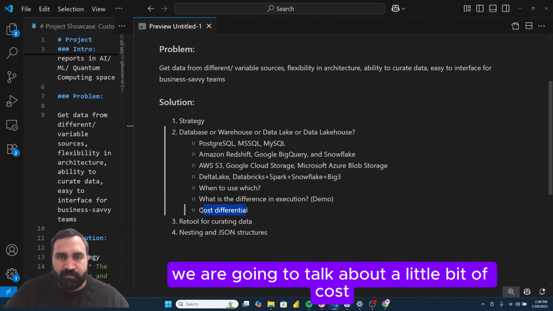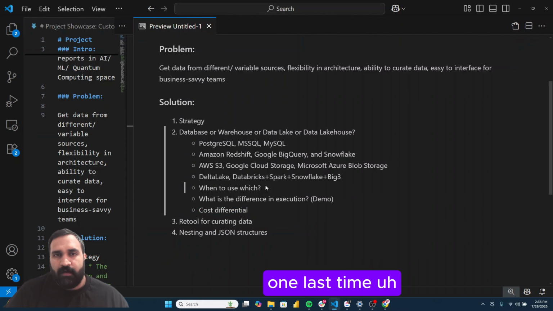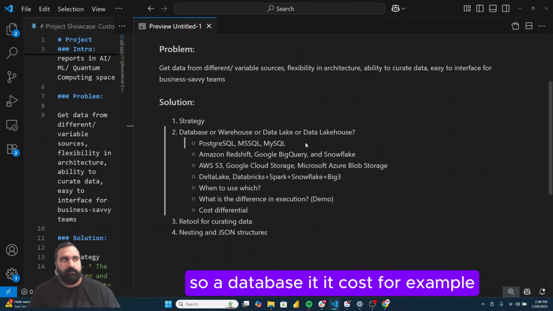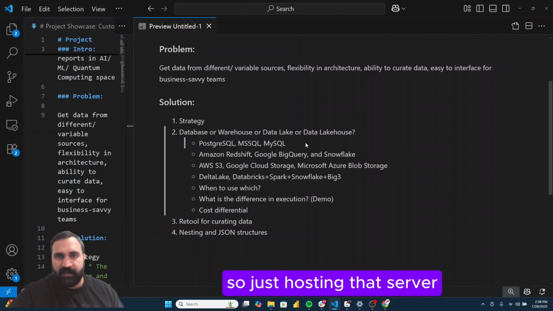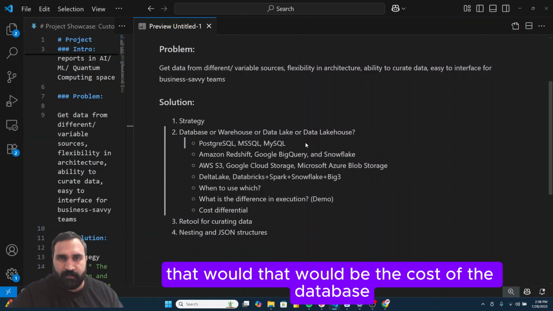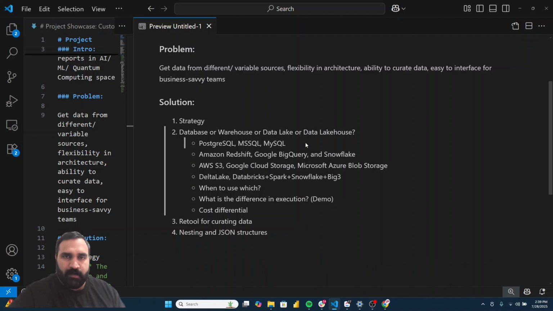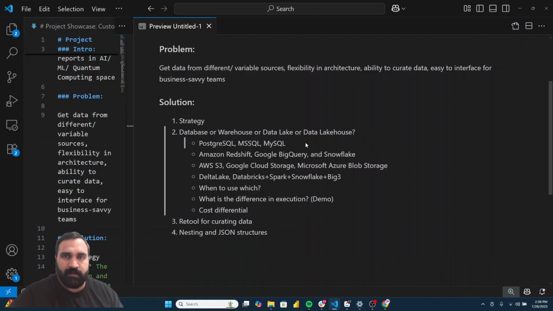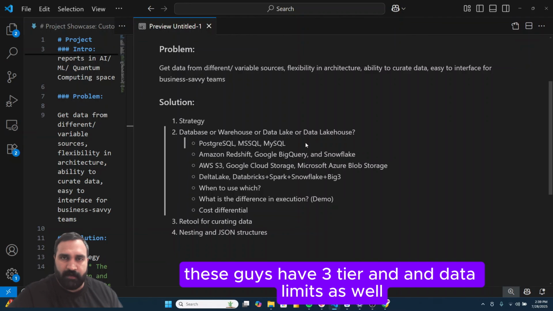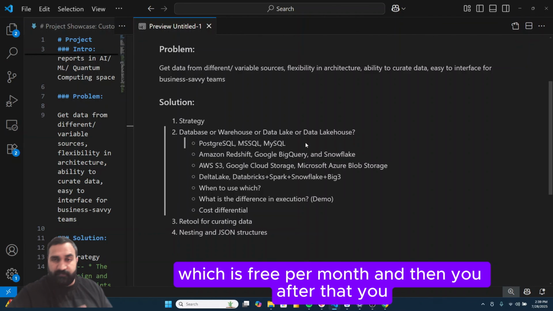We are going to talk a little bit about cost one last time. A database costs, for example, if you have configured it on a server, just the hosting of that server. The same goes with a warehouse. But with cloud platforms like Redshift and BigQuery, these have a free tier and quota limits which are free per month, and after that you pay.